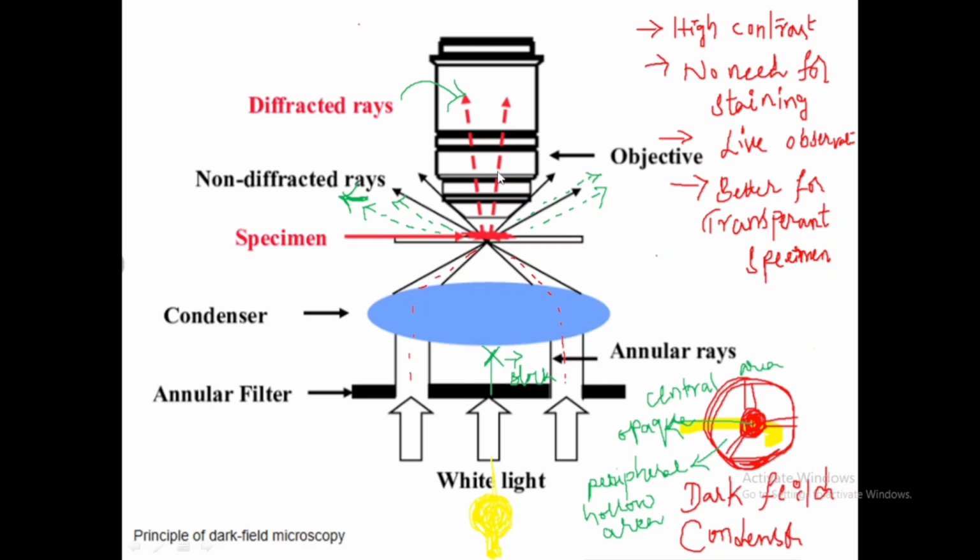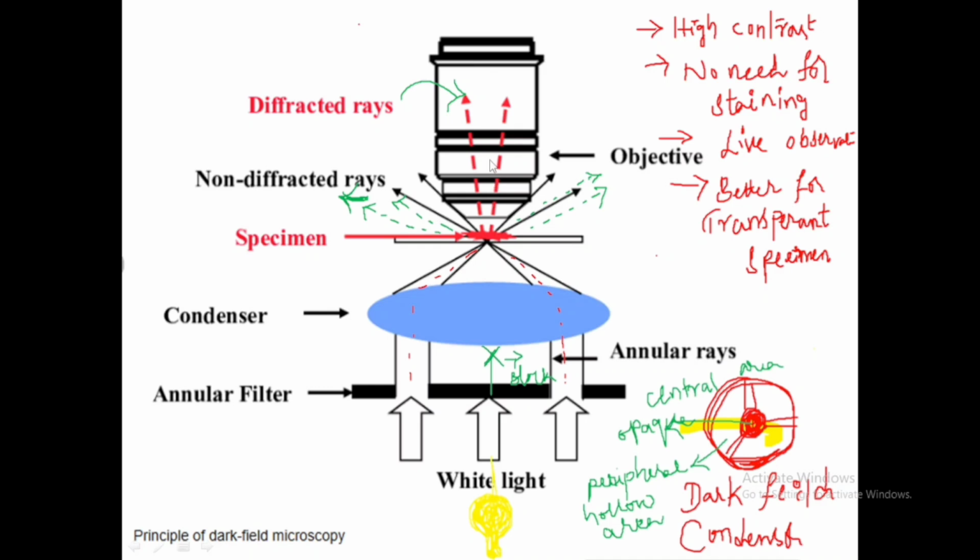Those scattered or diffracted light rays, shown in red, pass through the objective lens. After that they travel to the ocular lens, and finally we see the image, which is a bright image. You can also observe some green colored dots. These are non-diffracted light rays. The non-diffracted light rays cannot pass through the objective lens.